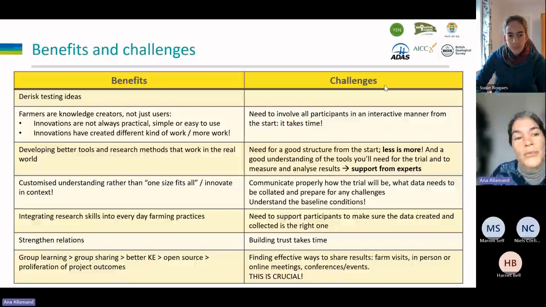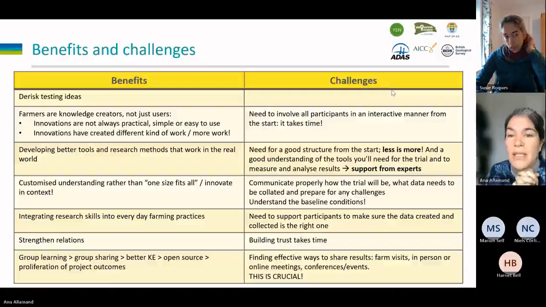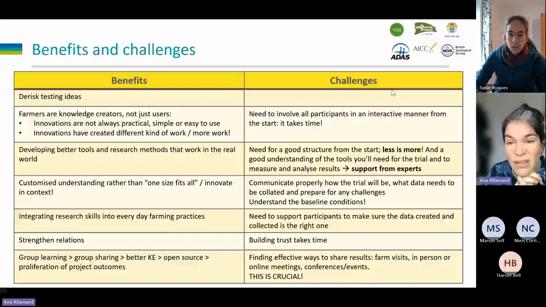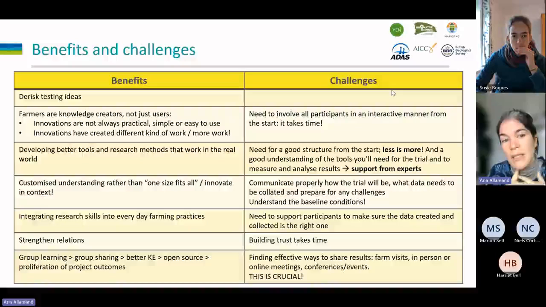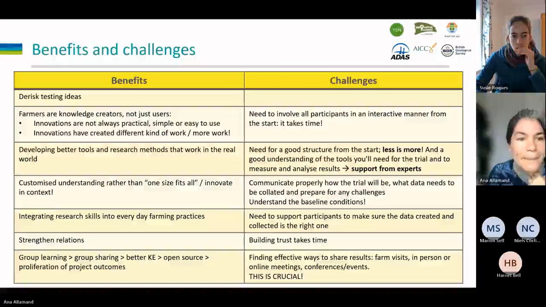There's a million benefits and challenges, but we've identified a few that are really important. So there's something about de-risking testing ideas. If you're a farmer, you probably don't have millions of money lying around, or more importantly, a gazillion amounts of time. So having this opportunity to actually get together and think about how to take less risk while still testing ideas is always really interesting.